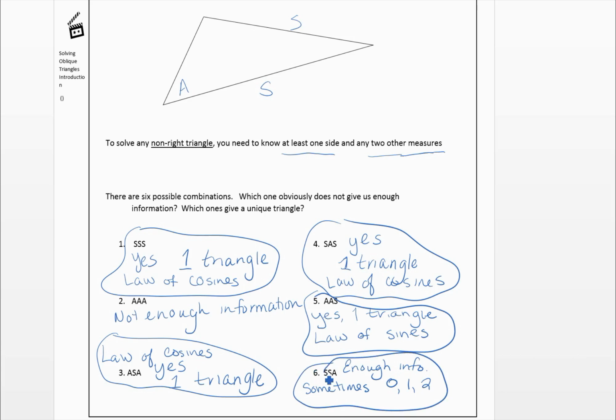Okay, so those are the 6 possibilities if you're given 3 things. Angle, angle, angle is never enough information. Side, side, side, angle, side, angle, and angle, angle, side will have very direct paths of being able to solve. And side, side, angle, well, I should put here that we'll use the law of sines, but we'll have to be very careful about how we go about doing it.